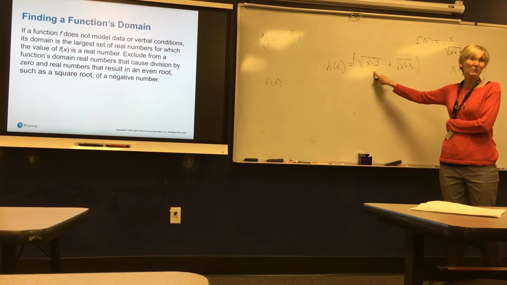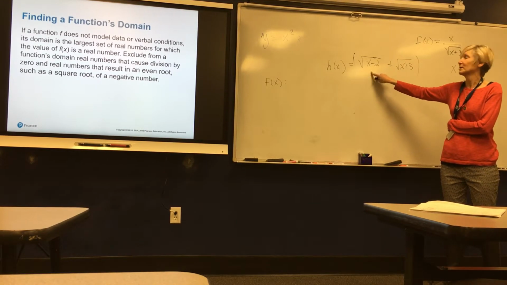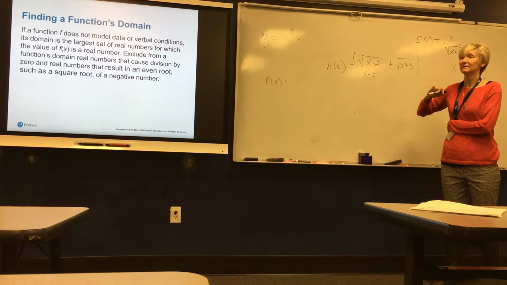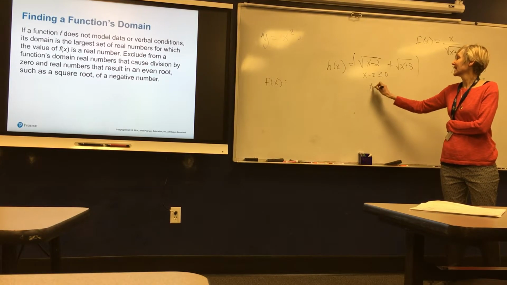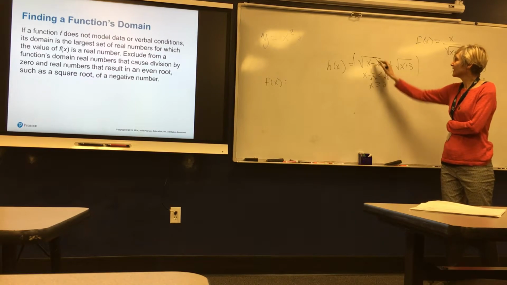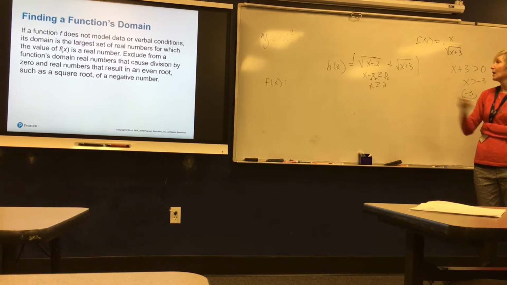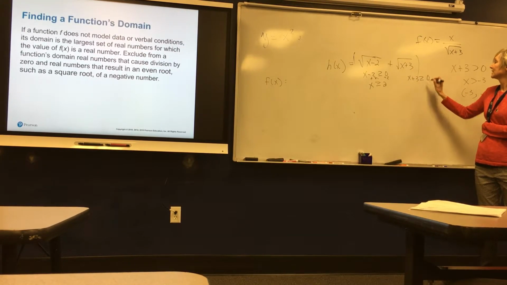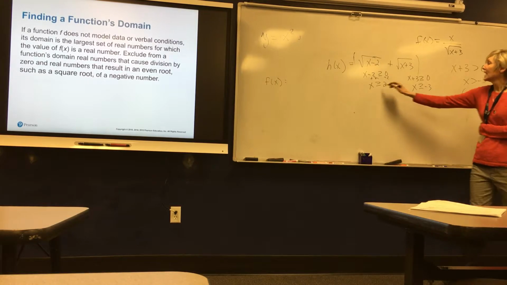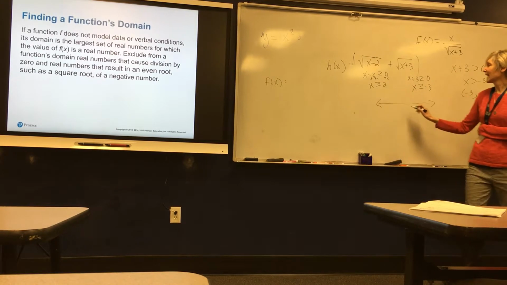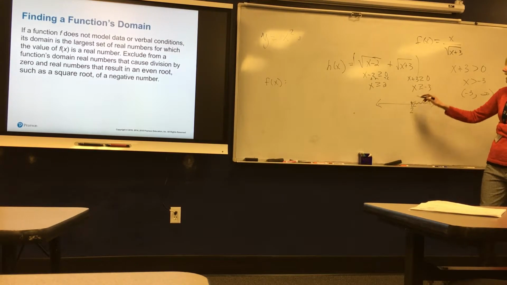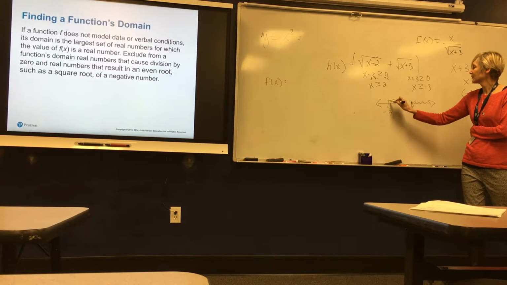Anybody got what would cause this? What's the domain for just this one by itself? X minus 2 has to be what? Greater than or equal to 0, so x has to be greater than or equal to 2. Okay, so for this one I can pick any x bigger than or equal to 2. What about this one? Yeah, x plus 3 is greater than or equal to 0. X has to be greater than or equal to -3. So for this one, I can pick x's greater than or equal to 2. For this one, I can pick x's greater than or equal to -3.